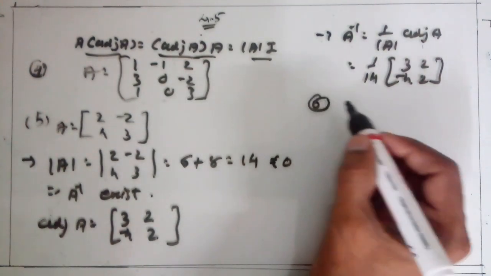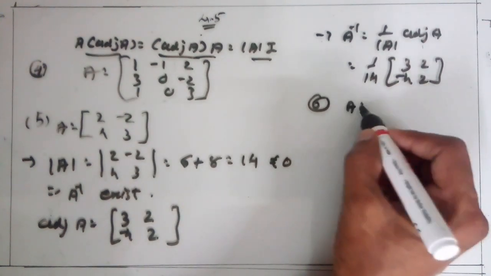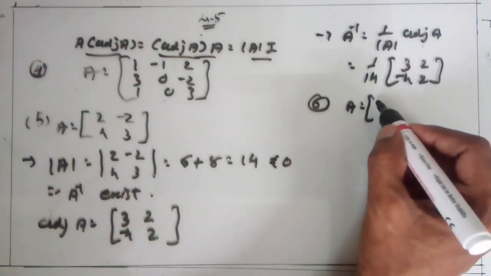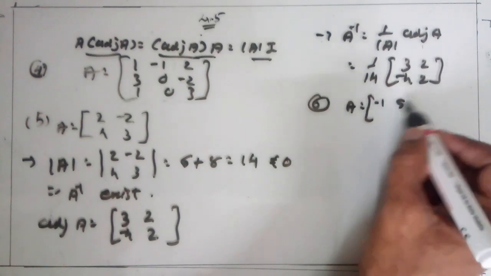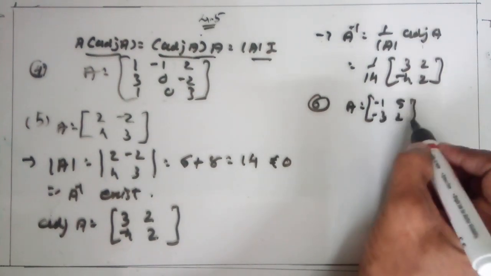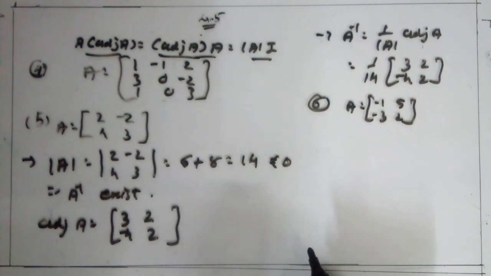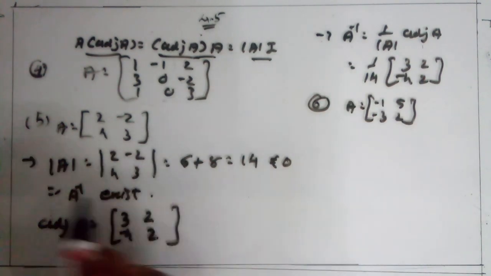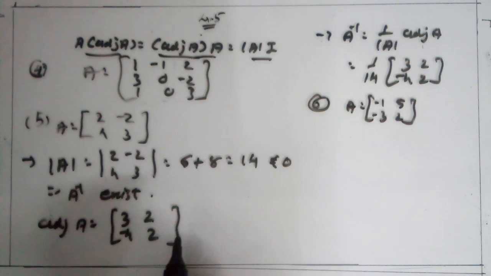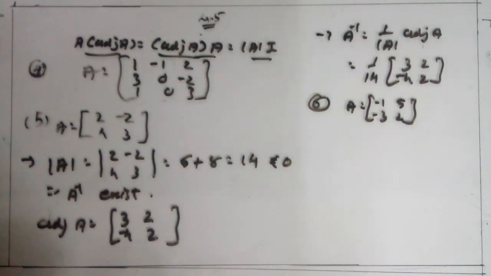Applying the same, we are able to solve number 6. A is equal to minus 1, 5, minus 3, 2. First find the adjoint of A. For this, first check whether determinant of A is equal to 0 or not. If it is a non-singular matrix, that is determinant of A not equal to 0, then find A inverse. Clear?